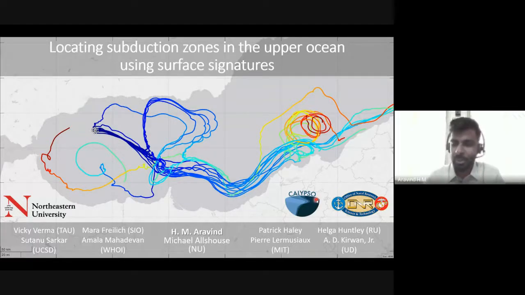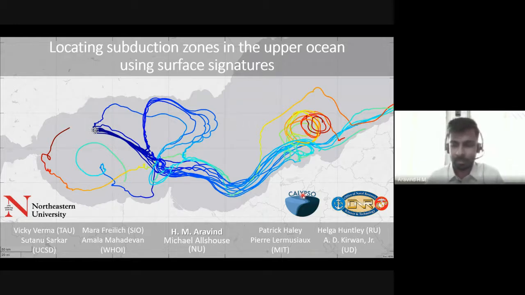So basically today I would like to talk to you about how to locate subduction zones in the upper ocean using just ocean surface signatures. I'm trying to use 2D signatures from the ocean surface to locate signatures of 3D processes in the ocean. This work was done as part of a departmental research initiative funded by the ONR, which is called Calypso.